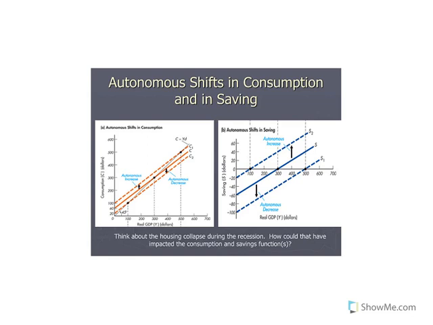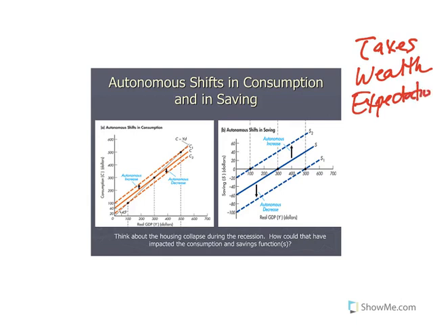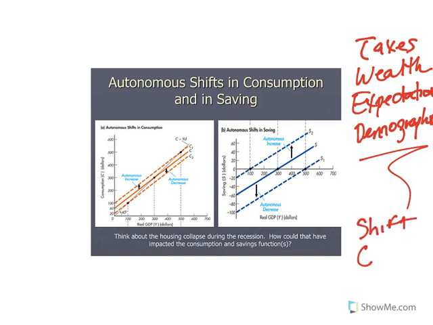So again, even though we didn't talk about it, we know that taxes will impact autonomous consumption. We know that wealth will impact autonomous consumption. We know that expectations will impact autonomous consumption. And then we know demographics, in other words, how many people are in the population, will influence it. And so if any of these change, it will shift your consumption function. And that's what we're looking at right here.